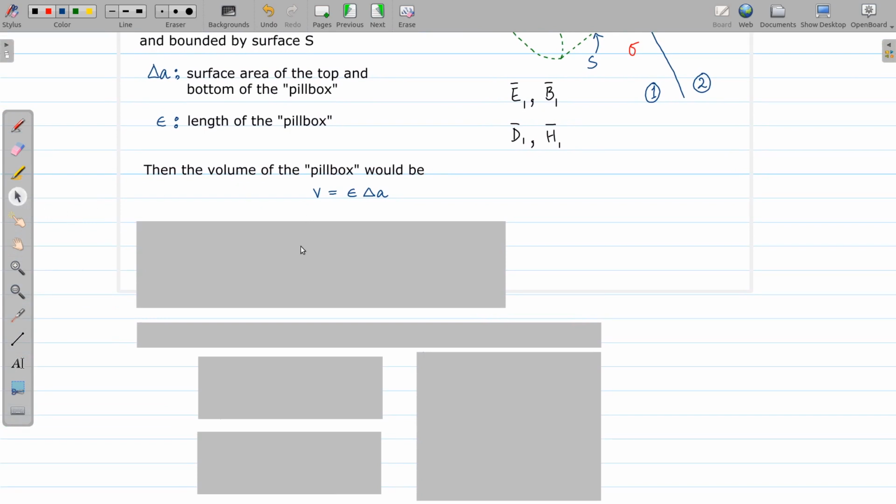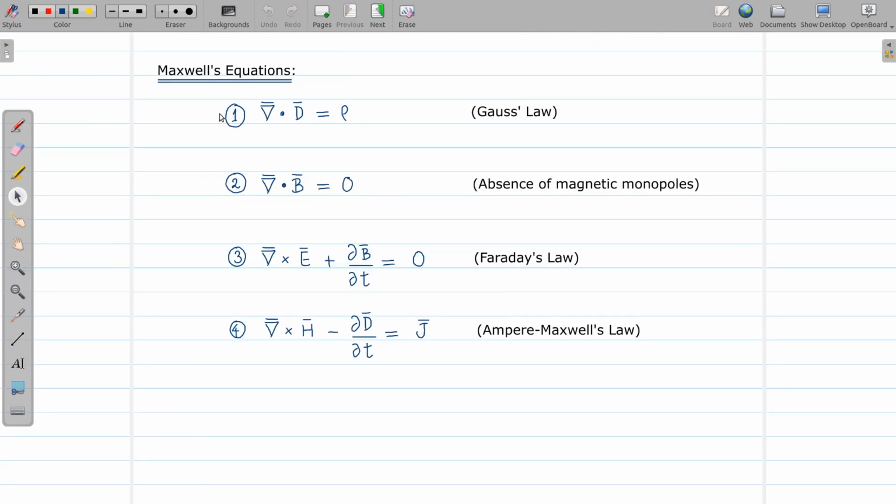Now we will again go back to Maxwell's equations. Maxwell's equations 1 and 2, one homogeneous and one inhomogeneous equation: the first Maxwell's equation, Gauss's law, and the absence of magnetic poles.